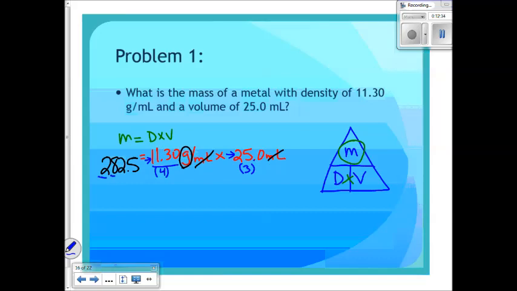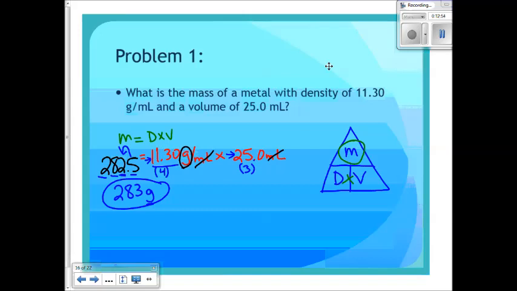So 2, 8, and this is the one we're going to round this to. Is it going to go up to a 3 or stay at 2? Is this 5 or above? Oh, wait. It's going to go up. So 283 grams. That would be your final answer. Don't forget your unit. Units are important. They must be on there as well.